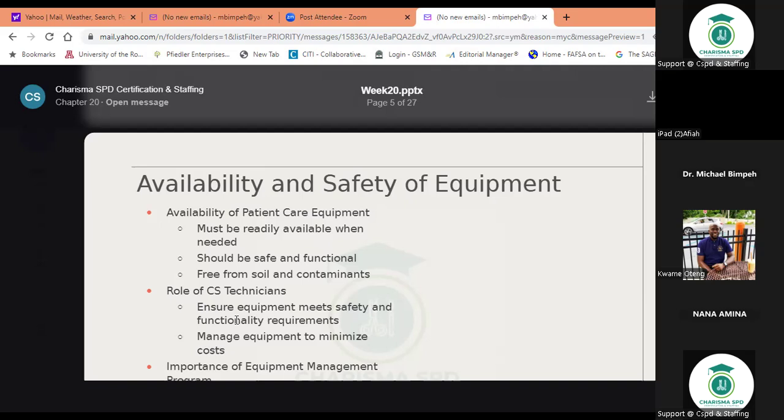The availability and safety of equipment. Availability of patient care equipment must be readily available when needed. Oh, this is very, very critical. Must be readily available when needed.